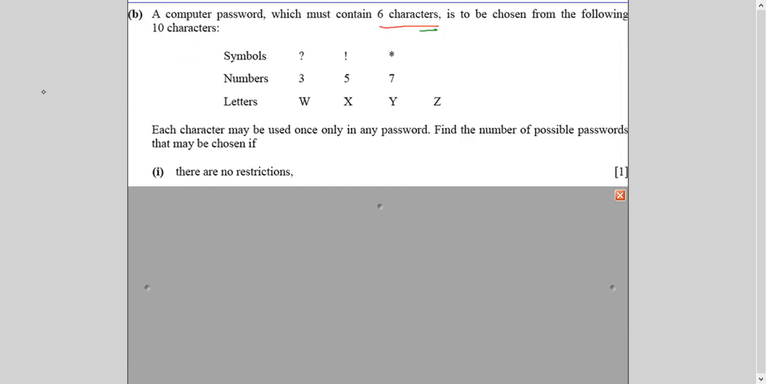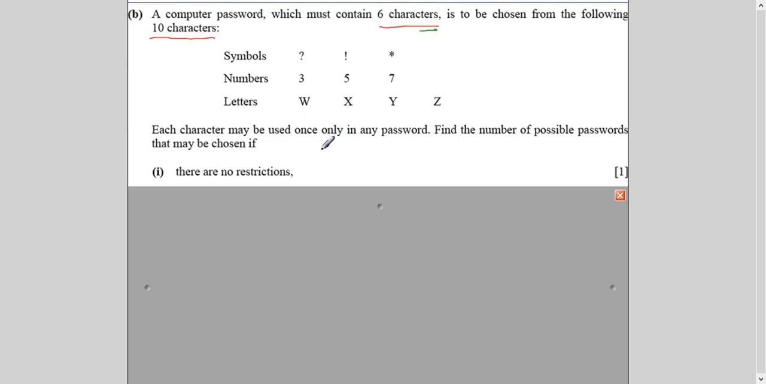Next part of the question, which is not related to this, it's a different question, but for the same year, part B. A computer password which contains 6 characters. It has to be chosen from these 3 symbols, 3 numbers, and 4 letters. So you have to make a 6-character password. Each character must be used only once in your password, and you have to find the number of possible passwords if there are no restrictions. Again, if I see the total, they are 10 characters, right? Symbols, numbers, letters, if you add them up, it is equal to 10 characters. So from 10 characters, you can pick up any 6 characters if there are no restrictions.